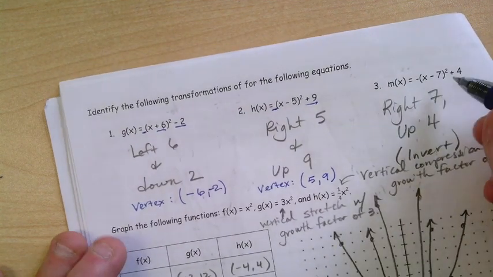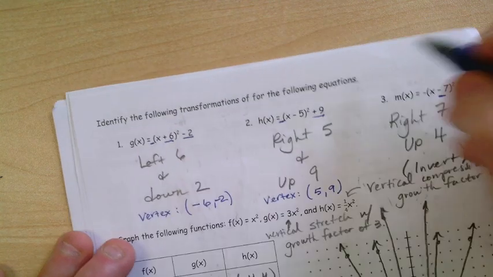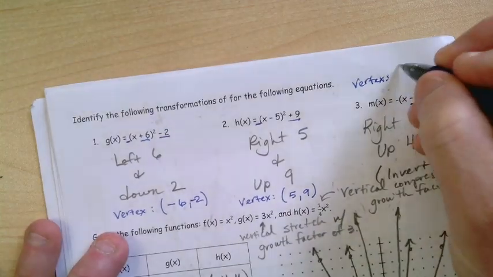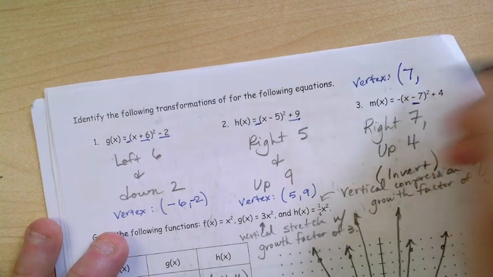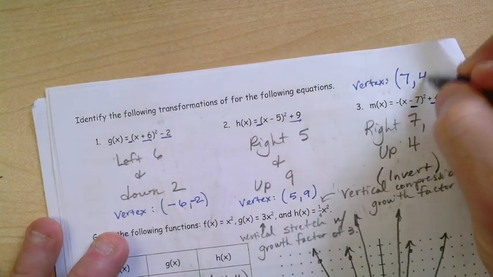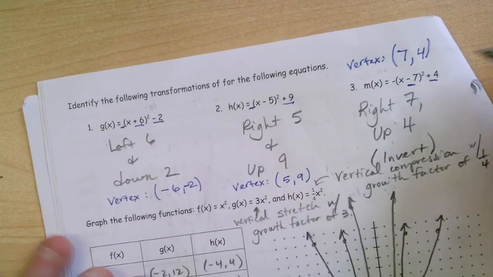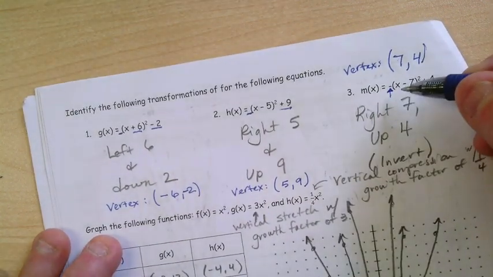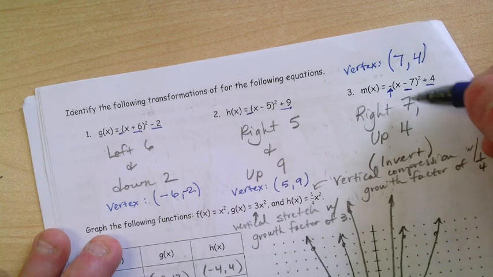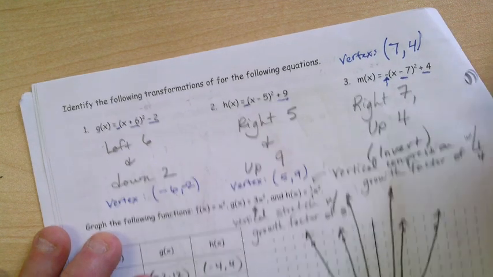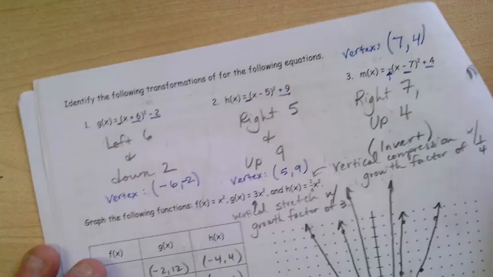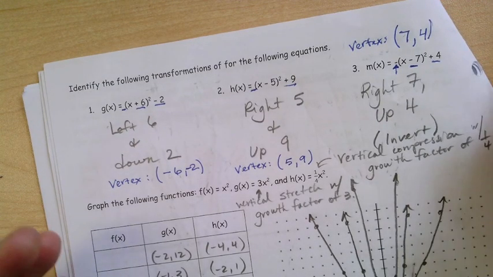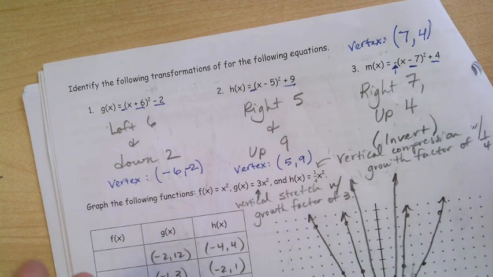Now this last one, we're going right 7. So my vertex for number 3 is going to be 7, and I'm going up 4. Okay. Now the difference is I have a growth factor right here of negative 1. All right. So this is going to open downward. I put invert. Okay. You're going to find out in a little bit, we're actually going to use the term reflect either across the x or y axis there.